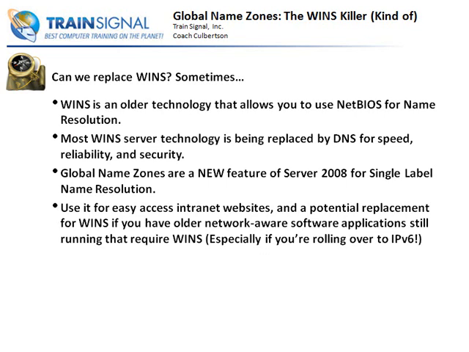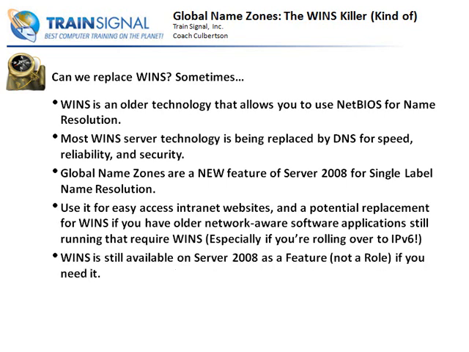So if you're going to go over to IP version 6 and you still have older software that relies on WINS, guess what? You're done with that software, if it does not play nicely with the global name zone stuff. WINS is still available on Server 2008. It's available as a feature, not a server role anymore. It used to be available as a server role.